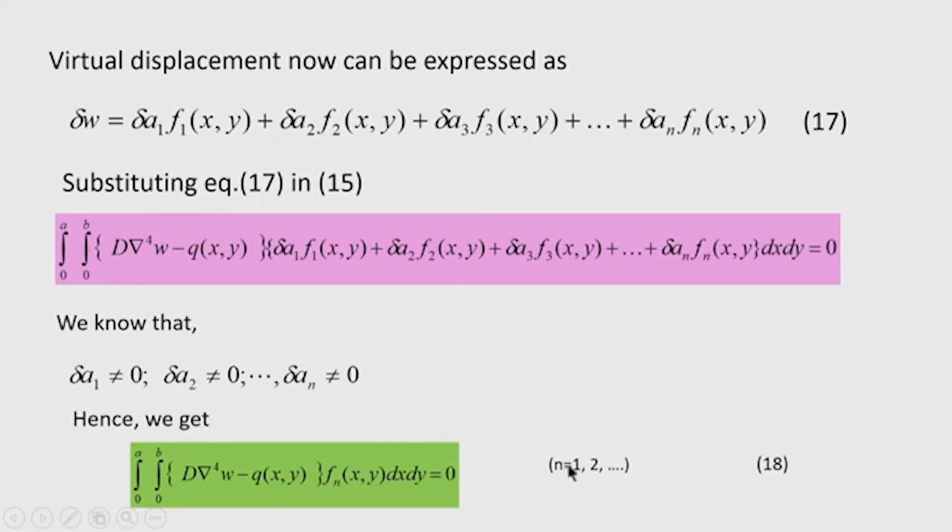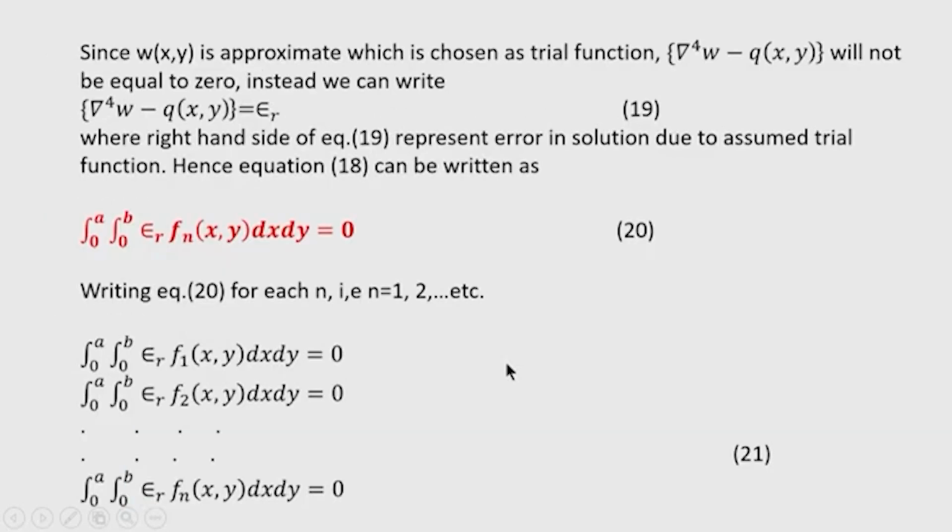So, n here varies from 1 up to infinity, but an infinite number of terms cannot be taken in practical application. So, one has to truncate the series up to a limited number of terms. Since w(x,y) is approximate, which is chosen as the trial function, D del 4 w minus q(x,y) will not be equal to 0. Instead, it will show an error, because the w is not an exact function.